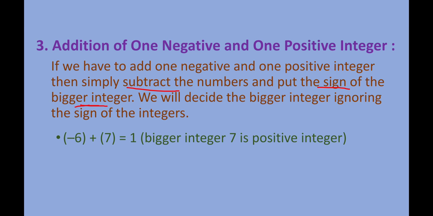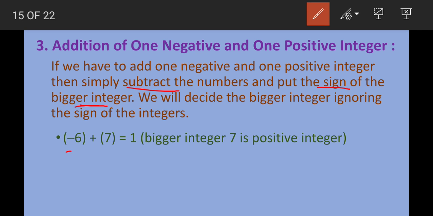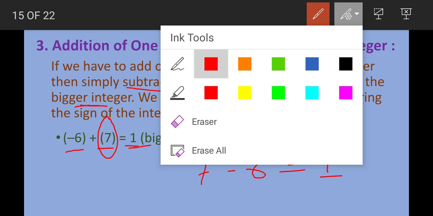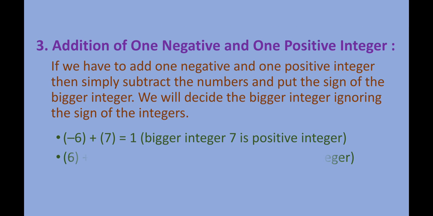So here is an example. First number is minus 6 and second number is 7. We have to subtract the smaller number from the bigger number, so it is 7 minus 6, and we are getting 1. What is the sign of the bigger number? Here the bigger number is positive, so our result is plus 1. As 7 is positive, the result is plus 1. Clear? Come to one more example.